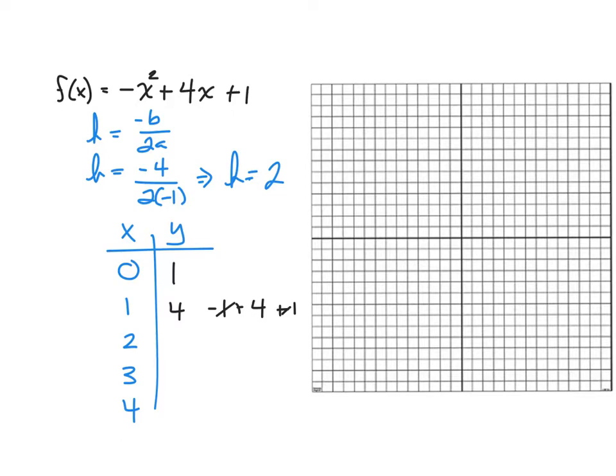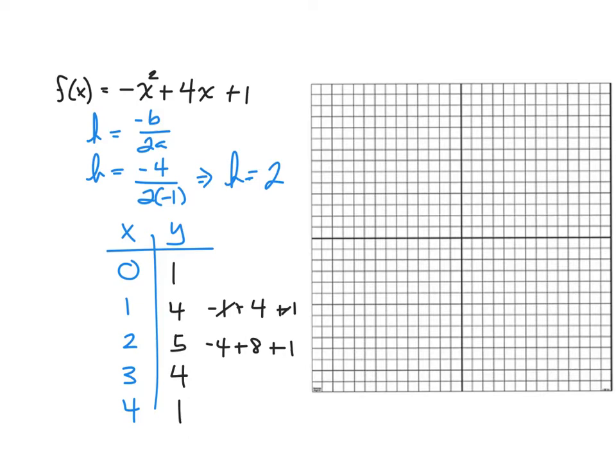Now, the reason this is nice is because if 0 is 1, then I also know symmetrically that the 4 will be 1. And if 1 is 4, I also know symmetrically the 3 will also have an answer of 4. So I just saved myself some calculations. I would say to you to do the same if you're doing it via a table. So the only thing I really have to plug in now is 2. Well, 2 squared is 4, so this is -4 plus 4 times 2, which is 8, plus 1. So -4 plus 8 is 4, plus 1, you get 5.